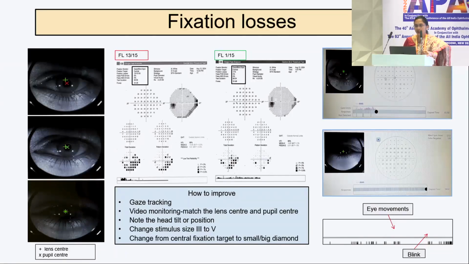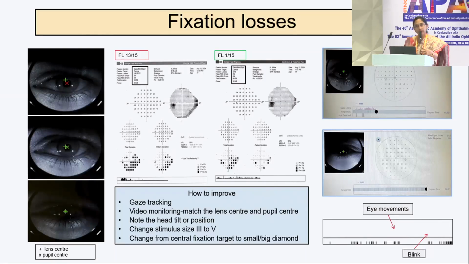So as you can see in the first picture on the left, the two are not aligned properly. That means the patient is not fixing properly. So once the patient is explained, then we should see that the two things coincide. And also sometimes if the patient has some macular problem, not able to understand and do the test properly, it is also possible to change the stimulus from size 3 to size 5.